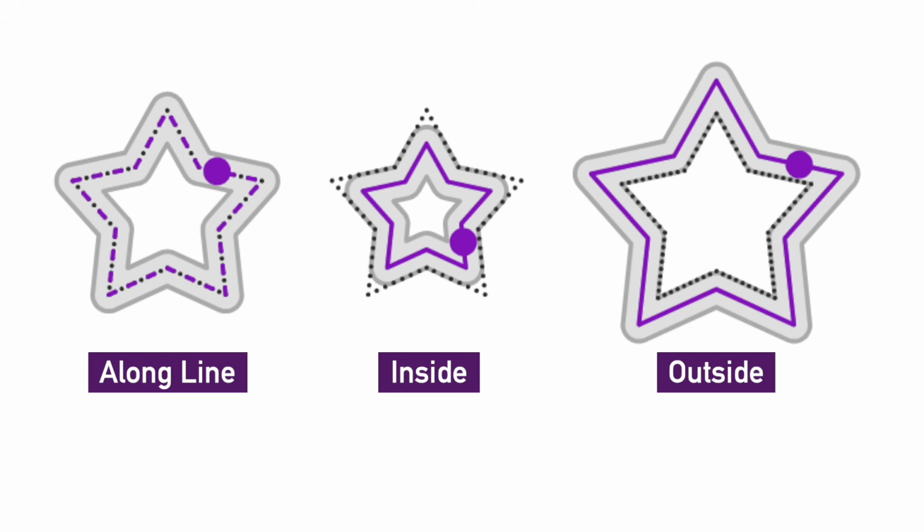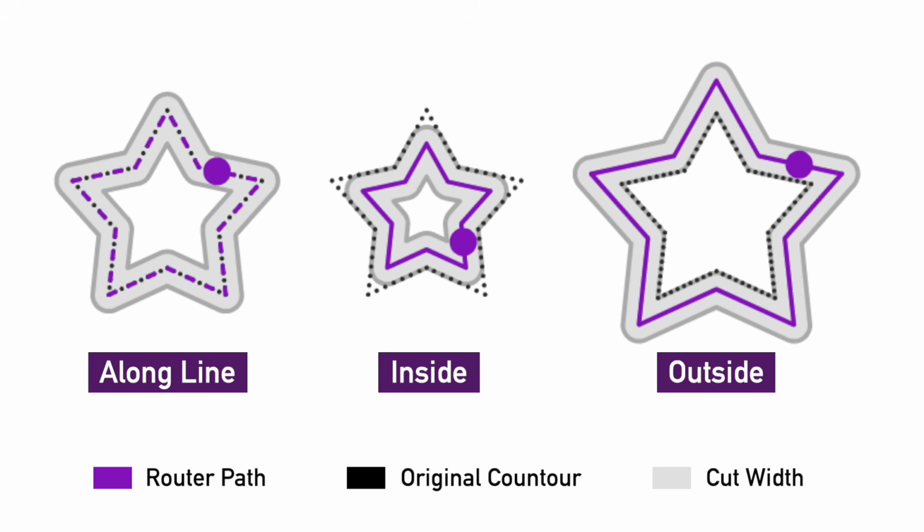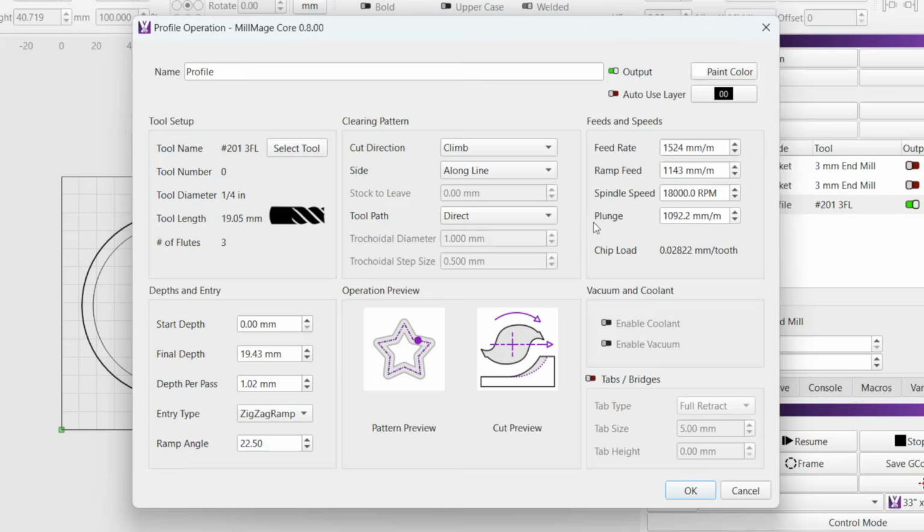The pattern preview depicts the path in purple your router will travel on an example shape, relative to the original contour of the graphic, shown as a dotted line, as determined by your current side selection. The gray area indicates the overall width of the cut that will result. Notice that the gray area is entirely within the dotted line when you select inside, and entirely without when you select outside. In general, you'll want to shift the path in the direction of the material that you'll be discarding, which will result in the object you want to keep being true to the size you set it as in MillMage. For our press fit box, that means selecting outside.